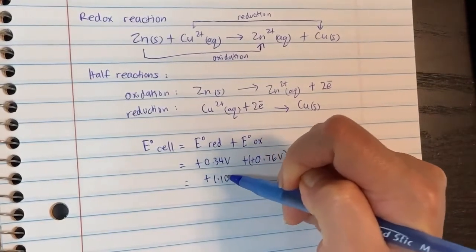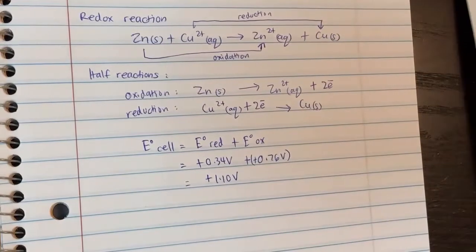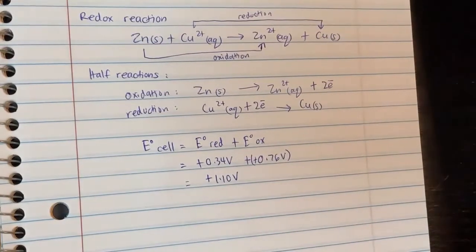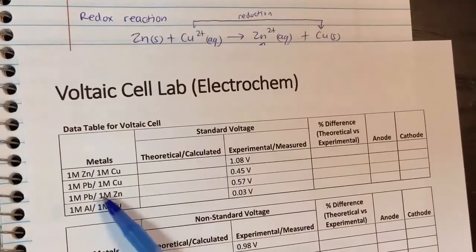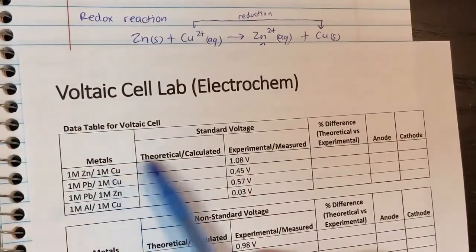Positive 1.10. Okay, so hopefully this makes sense. This is how you get the standard values. What's cool is this is going to be transferred, and the 2 electrons here we'll talk about later too. So this can be transferred here to our first scenario where we have a standard voltage.